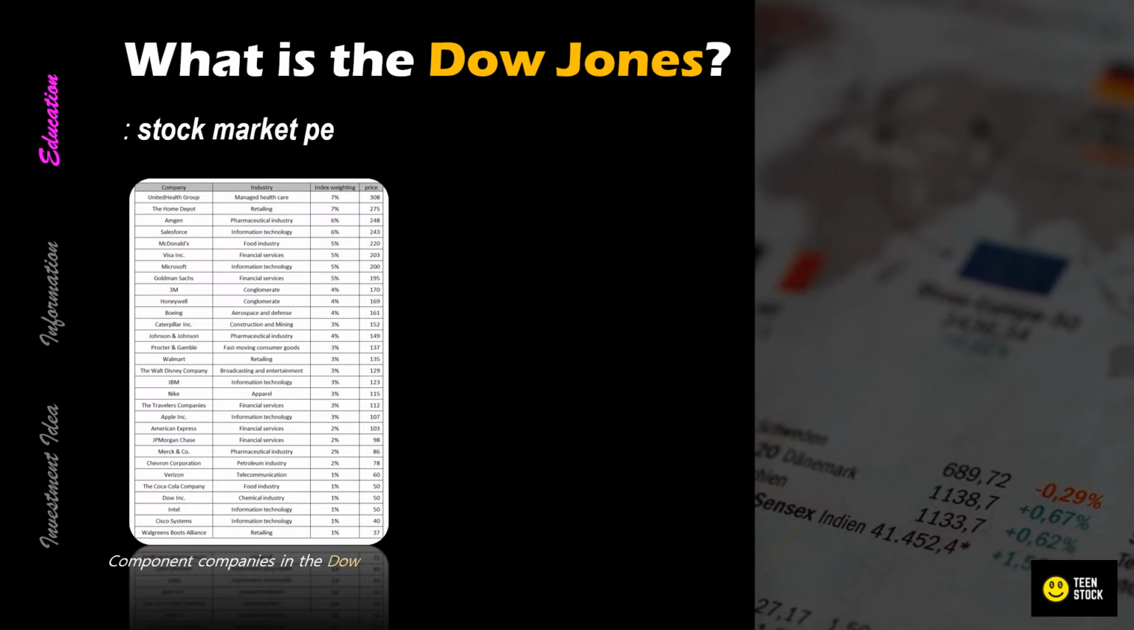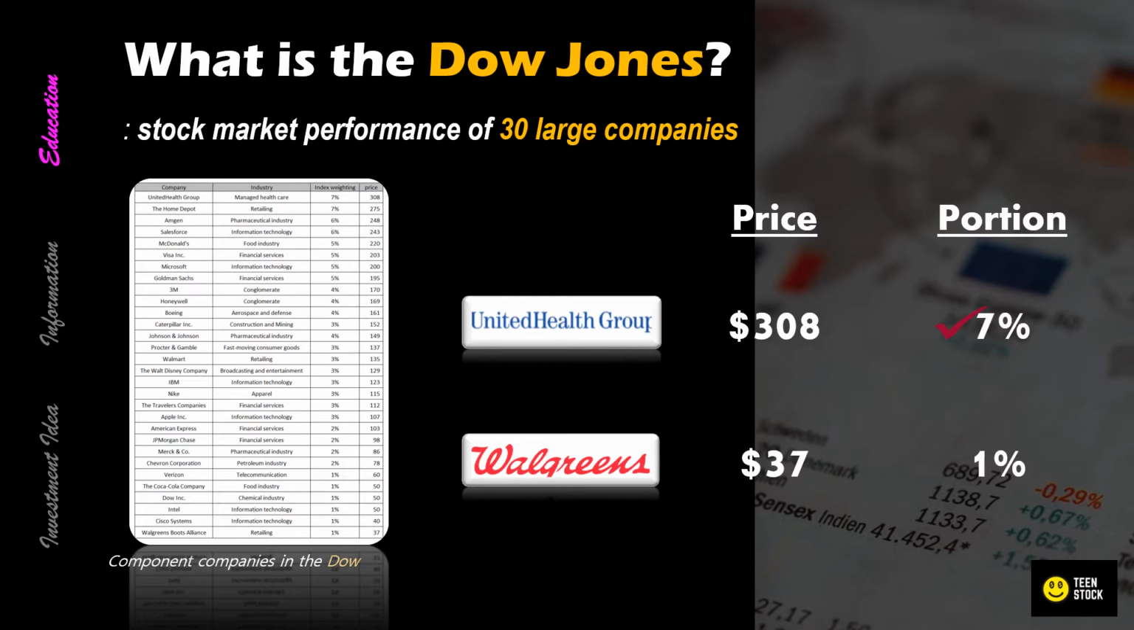The Dow consists of 30 of the largest and most successful companies in the US. Interestingly, in the Dow, companies with higher prices are given more weight. United Health Group, the highest priced stock in the index, makes up 7% of the index, whereas Walgreens, the least expensive stock, is only 1% of the index.